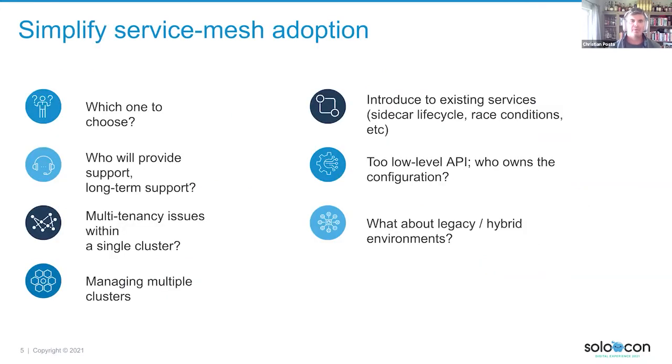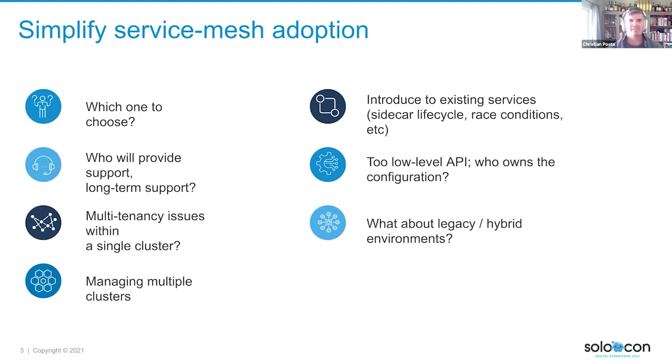And what we've noticed is that it's difficult for folks to figure out which one to use, which one best fits their organization, where they're going to get support. Is the API the right API for them? Can you introduce it transparently? Does it support VMs and non-container-based workloads, multiple clusters, and so forth?